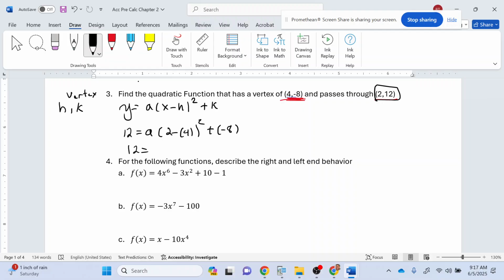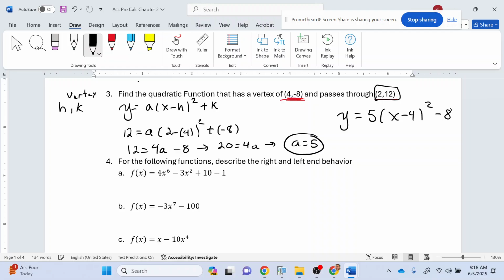2 minus 4 is negative 2. Negative 2 squared is positive 4. So 4A minus 8. Plus 8 on both sides: 20 equals 4A. Divide by 4 on both sides: A equals 5. So A equals 5, but that is not your final answer. Your final answer is the formula. So the formula should look like this, and this is how your multiple choice answer will look: y equals 5 times (x minus 4) squared minus 8.